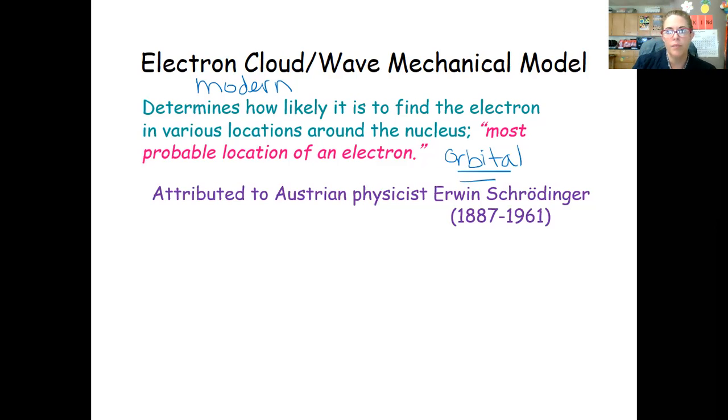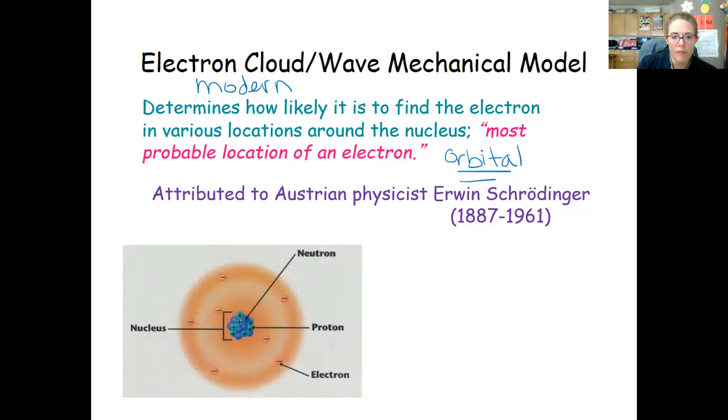And Austrian physicist Erwin Schrödinger is the one who came up with this model. This is a mathematical model based on calculus, and this is still considered quantum theory. So this is quantum chemistry. And so here we still have our nucleus in the center, which is dense and positively charged. We have our protons and our neutrons in the nucleus.